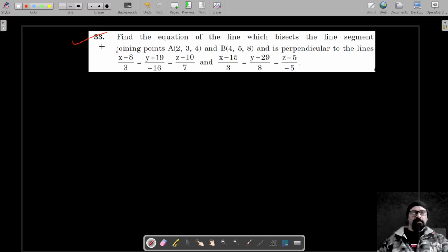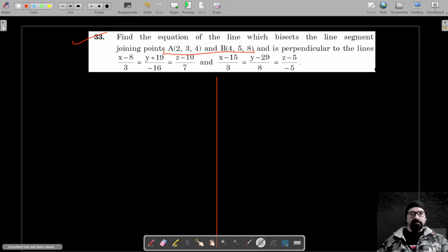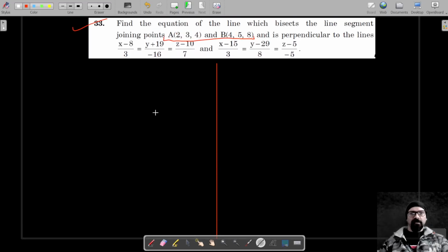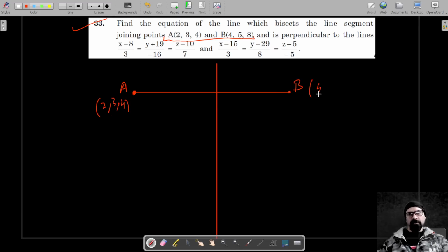For question number 33, we have to find the equation of the line which bisects the line segment joining the points A and B. Okay, let's say this is the required line. Now it's bisecting a line joining the points A and B. So let's say this is point A, this is point B. The coordinates of point A are (2, 3, 4), and the coordinates of point B are (4, 5, 8). And this is our required line.